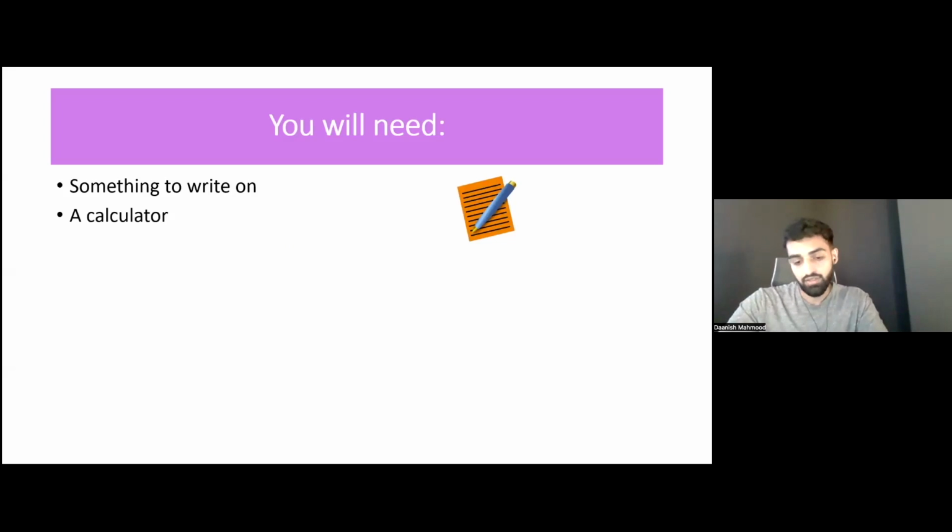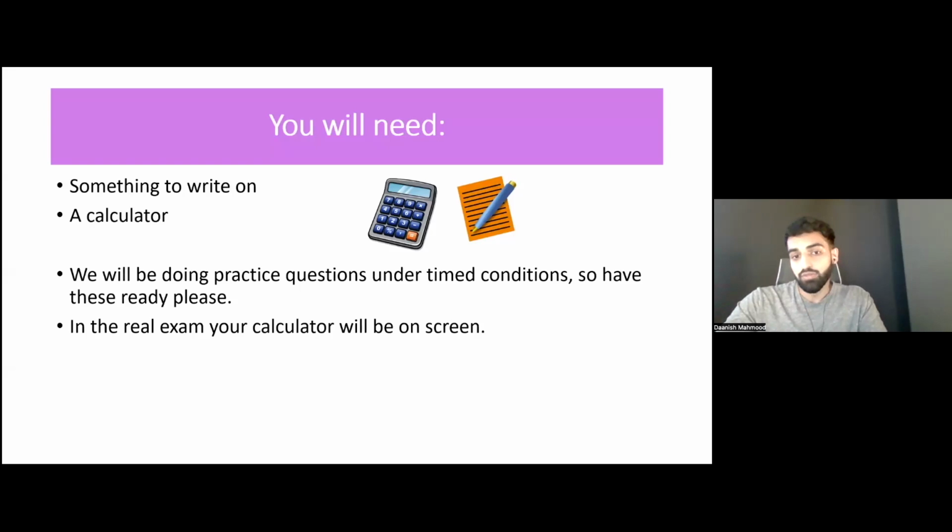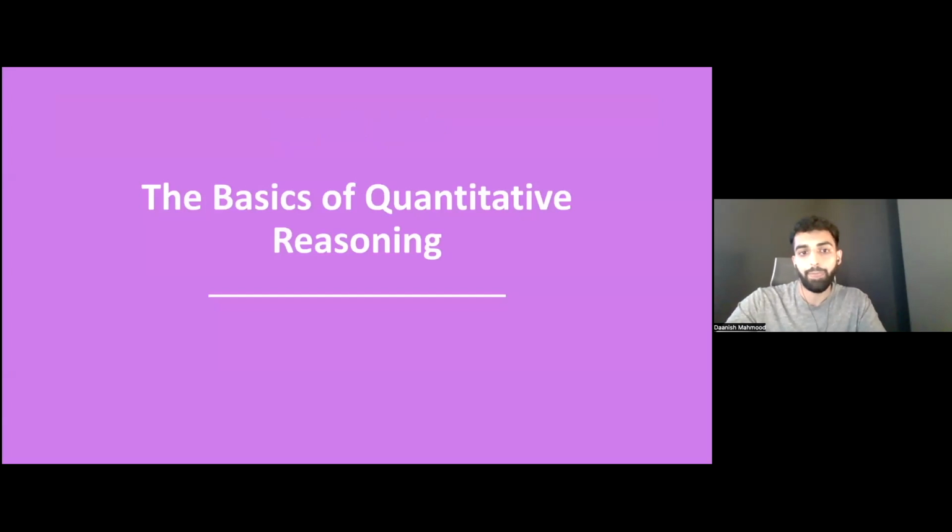Also a calculator. In your UCAT exam, the calculator is on the computer, so if you have one on your computer, that's more ideal. I will talk more about the calculator later on, but for now, the calculator is going to be an online one, so get used to typing the numbers on the keypad on your keyboard. We're going to be doing practice questions today, so have these ready, and I'll give you a warning before we do a question so that you can get everything ready. So just to start, let's go through the basics of the QR section.